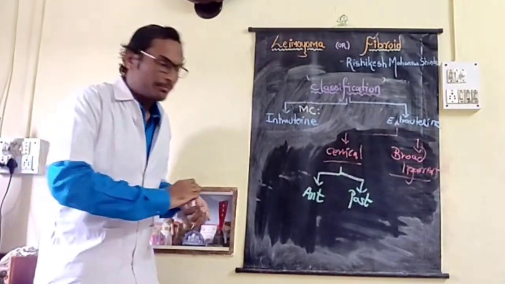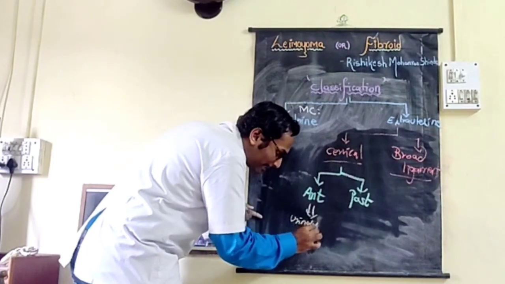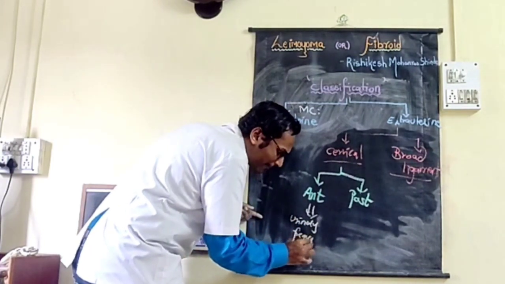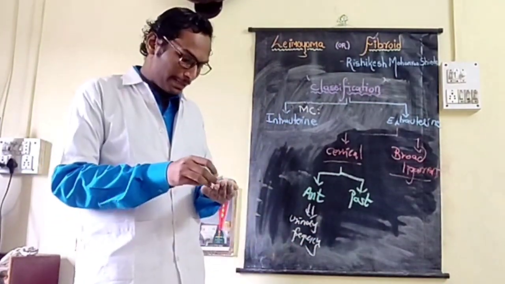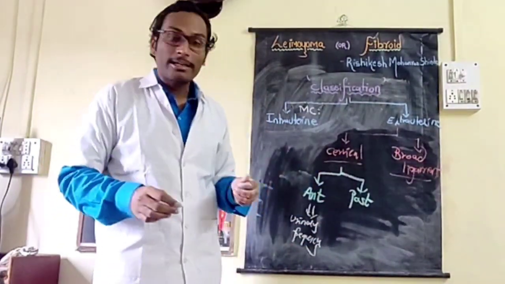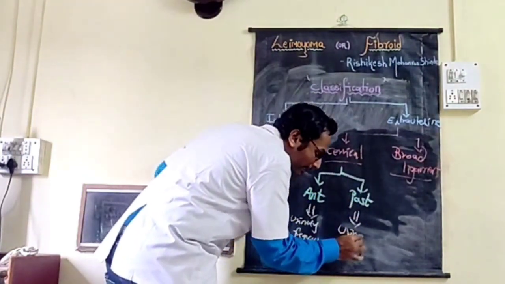The anterior one will cause urinary frequency, an increase in urinary frequency. Why will it cause this? Because of the irritation of the bladder. And the posterior cervical fibroid will cause urinary retention.